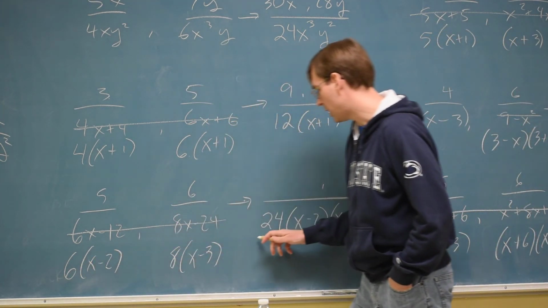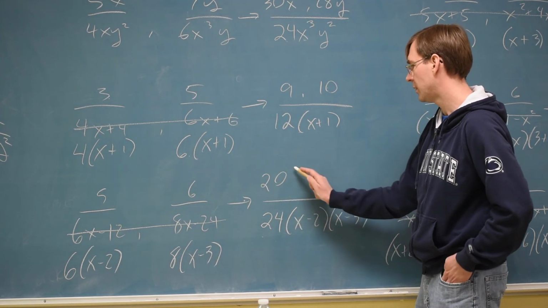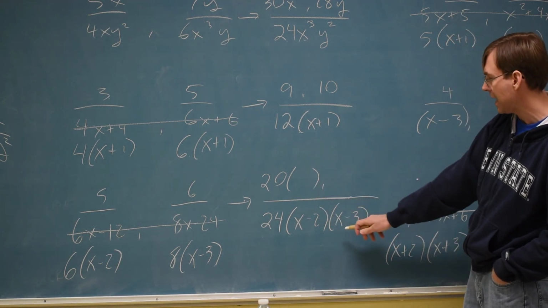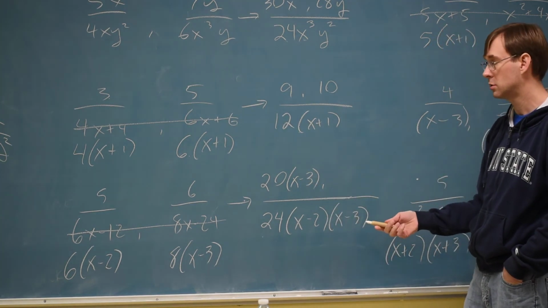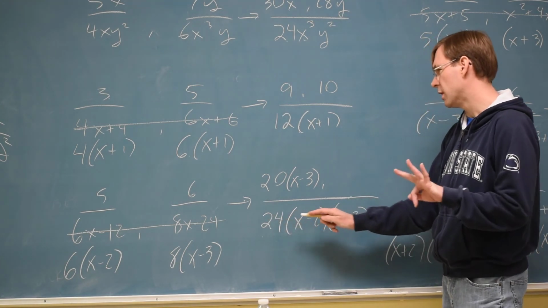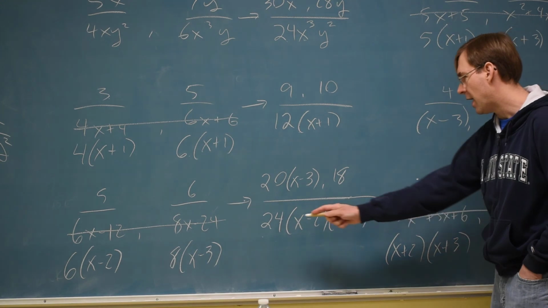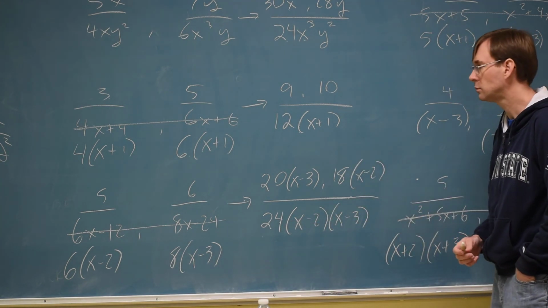For 6 to be 24, that's times 4. So 5 is a 20. But we also picked up on the bottom, that first fraction didn't have an x minus 3. The bottom gained that, so does the top. 8 to make 24 is a 3. 6 times 3 is 18. And the other thing the bottom had been short is an x minus 2.